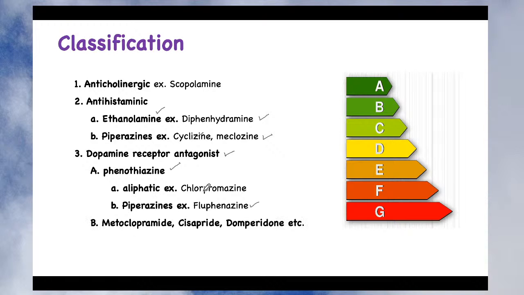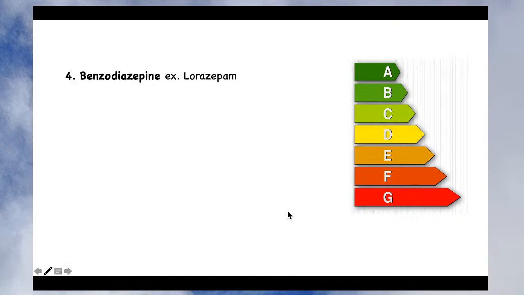There is a second category of dopamine receptor antagonists which are not used for the treatment of psychosis, but only produce peripheral action. What do we mean by peripheral action? It means their action is restricted only to the GIT. They don't produce much action on the central nervous system. Such drugs, including metoclopramide, cisapride and domperidone, also possess anti-emetic action. So this is the third category of anti-emetic drugs.